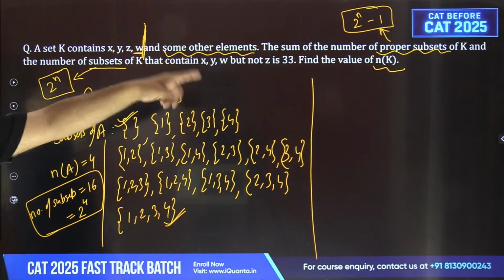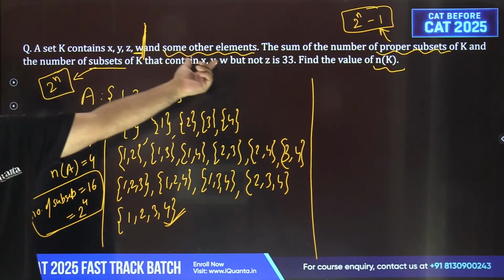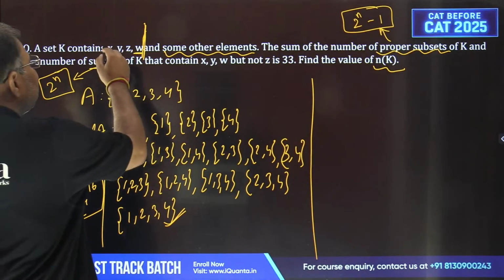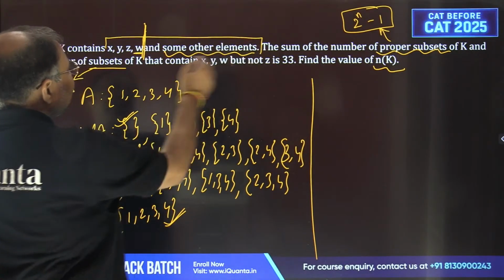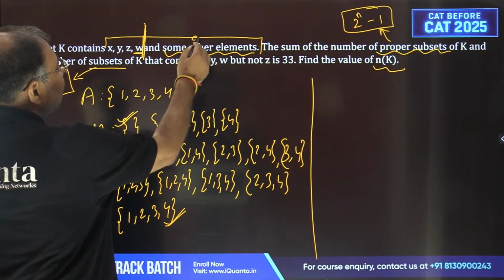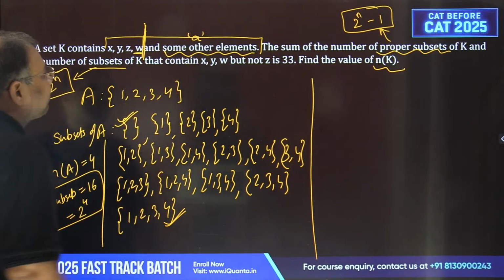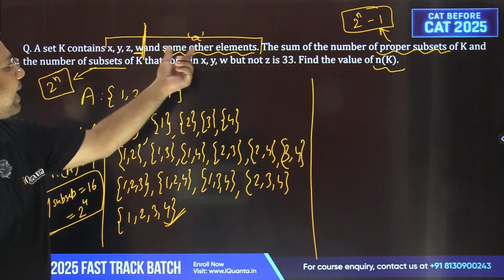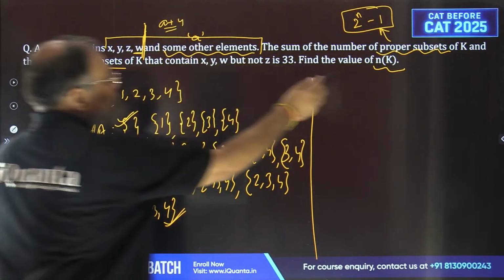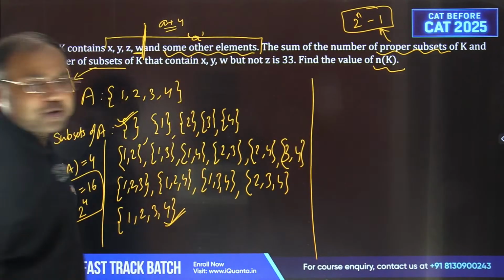So the number of elements in set K is 4 plus some more, right? If I call the number of these some other elements A, then the total elements are A plus 4. So basically I need to calculate the value of A plus 4. That is my question. Is that clear?